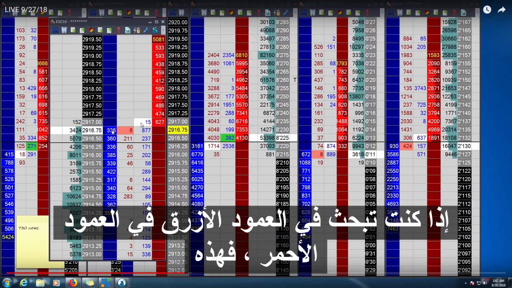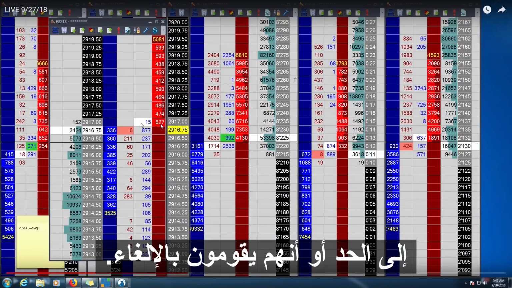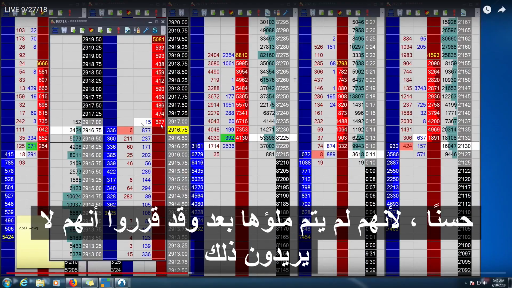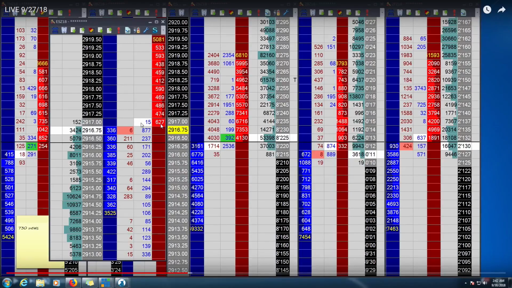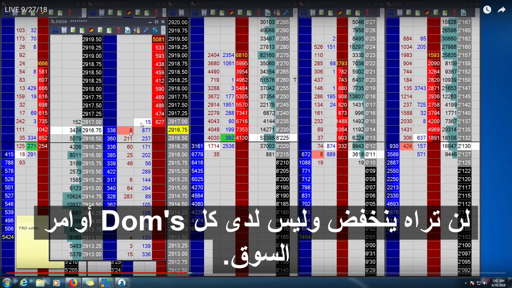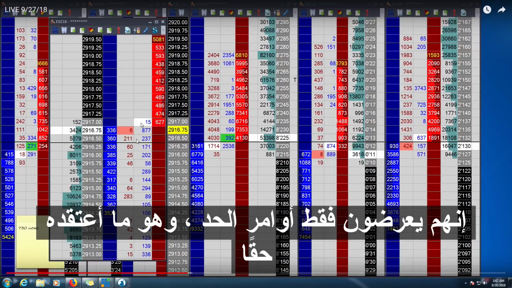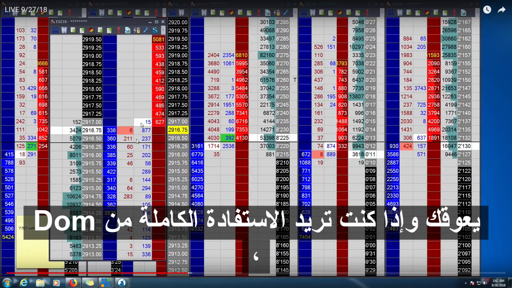So if you're looking at the blue column and the red column, these numbers will either go up or down. It's just people adding to the limit or canceling, because they're not filled yet and they decide they don't want to do the trade. Now, these market order numbers can only go up. You won't see them go down. And not all DOMs have market orders. They usually just show your red and blue column, just the limit orders, which I think really handicaps you.